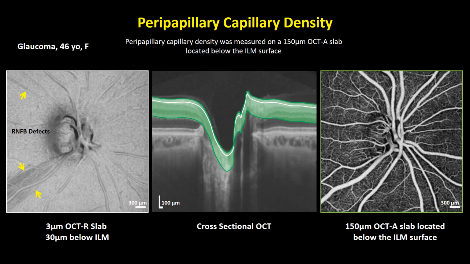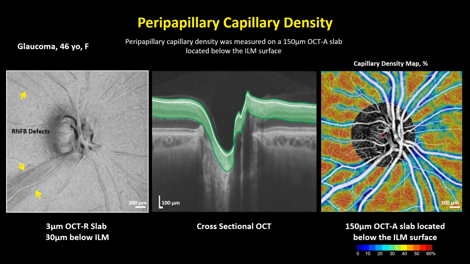The last measurement was the peripapillary capillary density, which was measured on a 150 microns OCT angiography slab located below the inner limiting membrane surface. So this is a thicker slab which is shaded in green on the cross-sectional OCT image. After the removal of the optic disc center and the larger blood vessels, we measured the capillary density in percentage as indicated by the capillary density map on the right panel here.